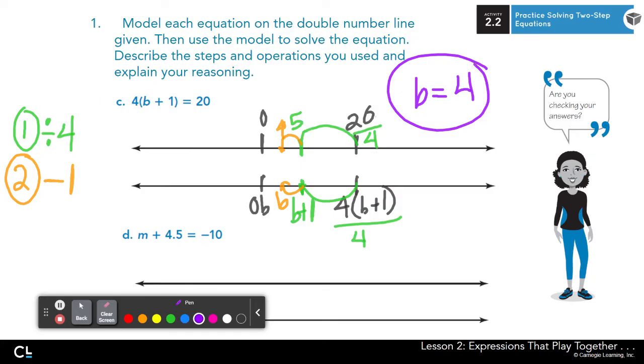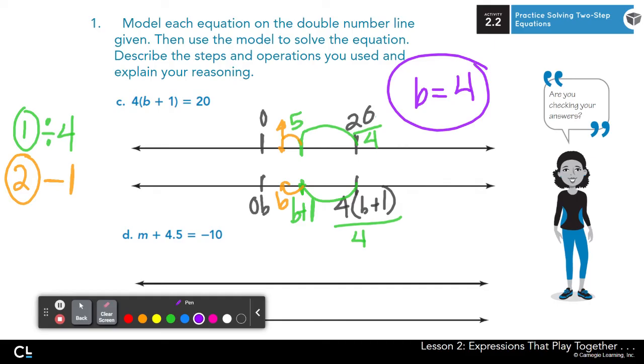However, I also wanted you to think of it this way. 4 times (b plus 1) represents 4 groups of b plus 1. And if I have 4 groups of b plus 1, how can I figure out what one group of b plus 1 is worth? Well, I can divide that whole group by 4, which is what I did to both sides of the equation. So I divided the top by 4 and got 5. 20 divided by 4 gives you 5. And then 4 times (b plus 1) divided by 4 will leave you with b plus 1.